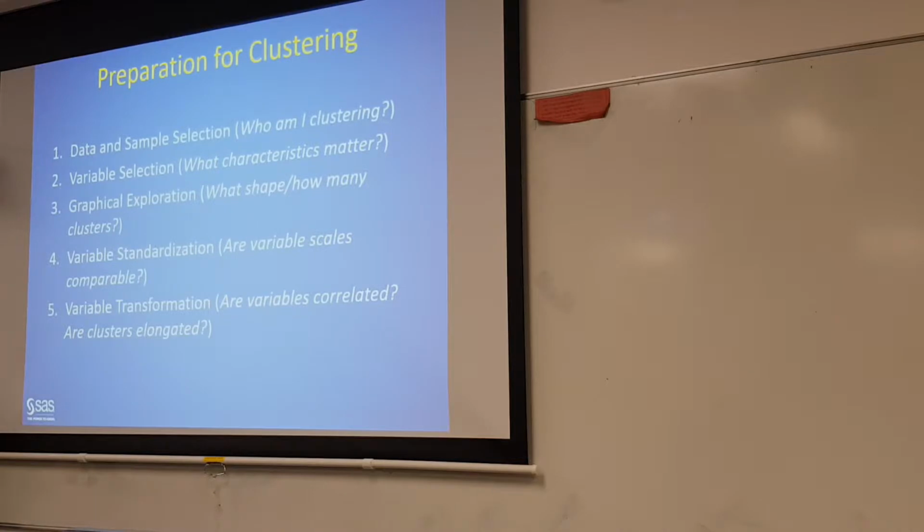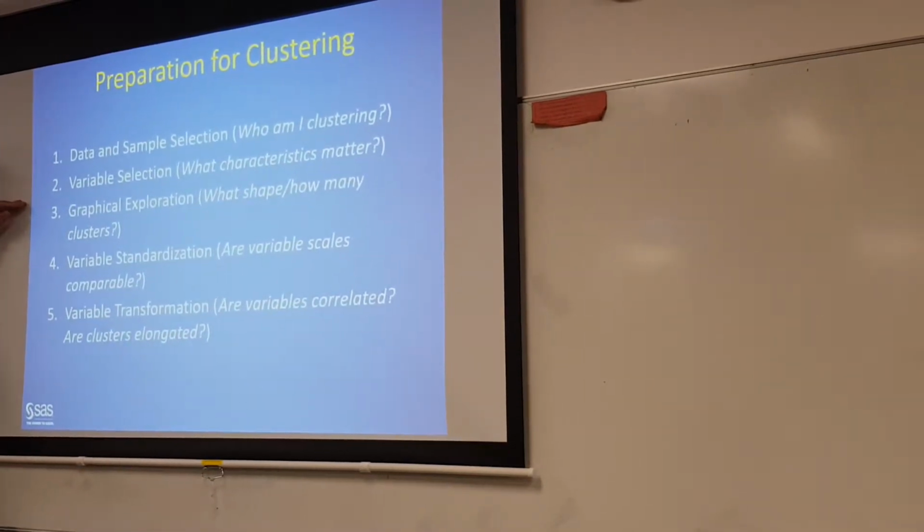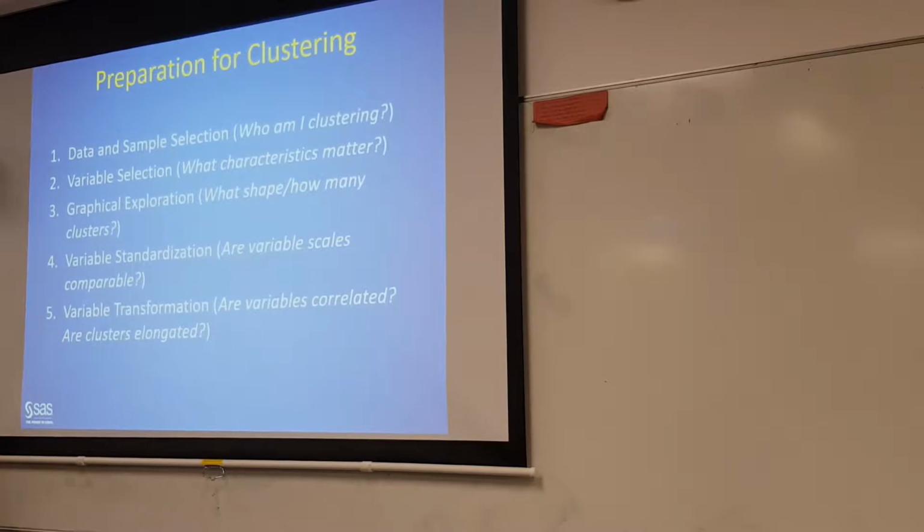All right, so what do we do when we cluster? Obviously, we have to get our data and sample selection, and work out why we're clustering. Variable selection is important in clustering in real life. People don't tend to do cluster analysis on a very big data set. I'll talk about that. Then you want to do your graphical exploration. How many clusters should you have, or would you expect to have? This is particularly important.